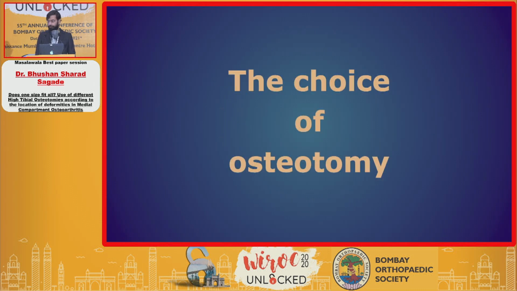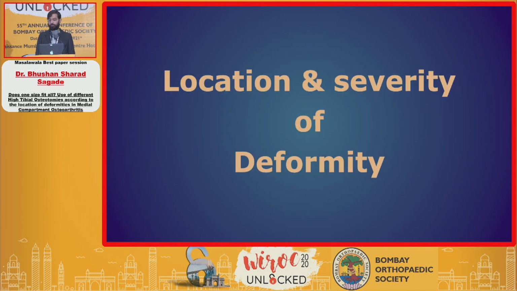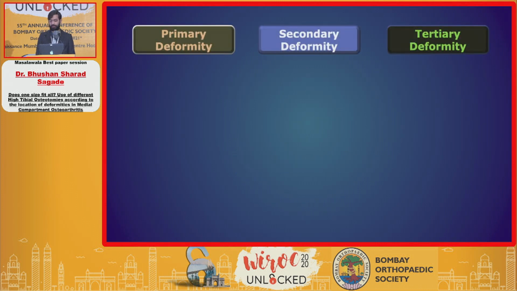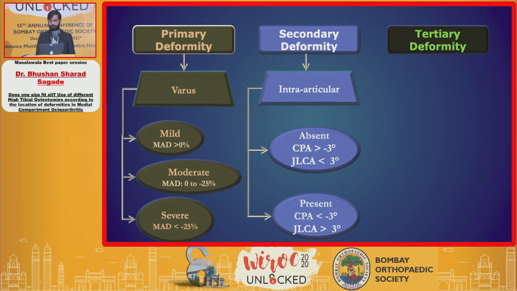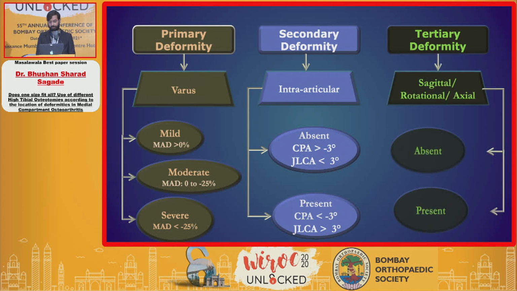To conclude, the choice of osteotomy depends on the location and severity of the deformity. The primary deformity is a varus deformity, which can be mild with a mechanical axis deviation of greater than 0%, moderate with a mechanical axis deviation of 0 to minus 25%, and severe with a mechanical axis deviation of less than minus 25%. The secondary deformity is an intra-articular deformity which is characterized by the presence or absence of an abnormal CPA and a JLCA. The tertiary deformities are in the sagittal, rotational, and axial planes, which may or may not be present in the patient.